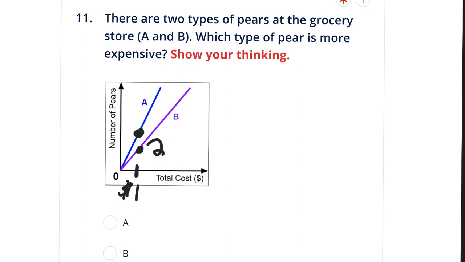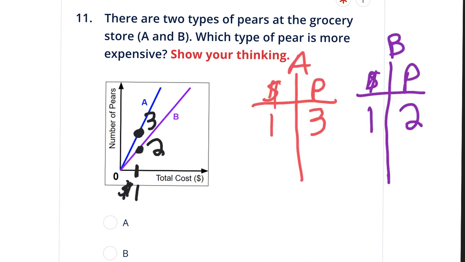Now, that's for line B. Line A, it looks like this point is higher. So we need to pick a number bigger than 2. So you might say 4 or 3. So let's say 3. All right, if I look closely here and I put it in a table, for line A, for $1 I get 3 pears. For B, $1 I get 2, and it's asking which type of pear is more expensive.